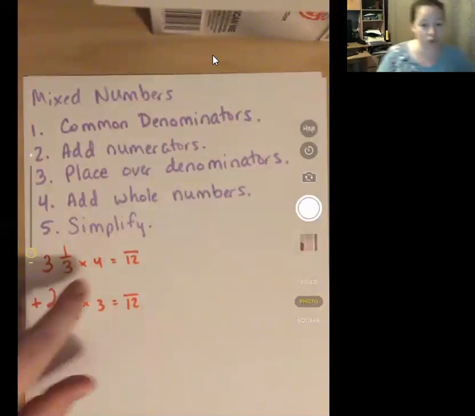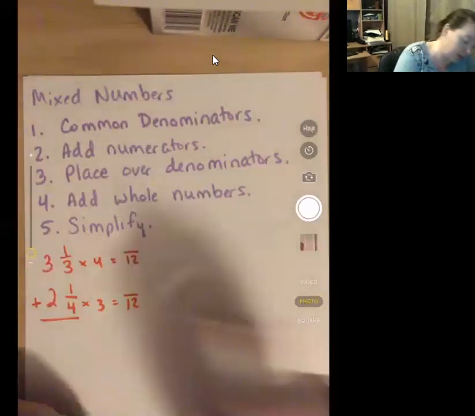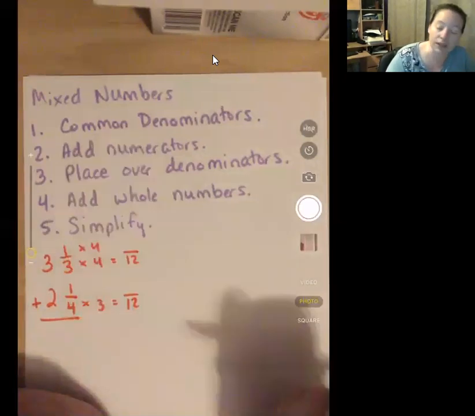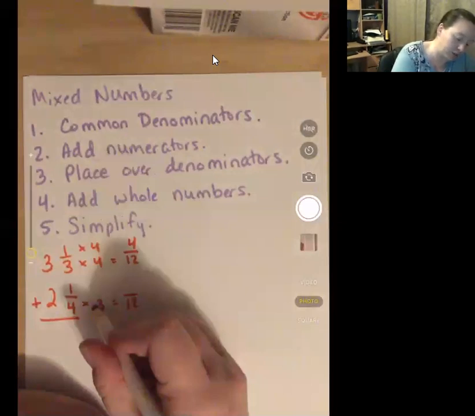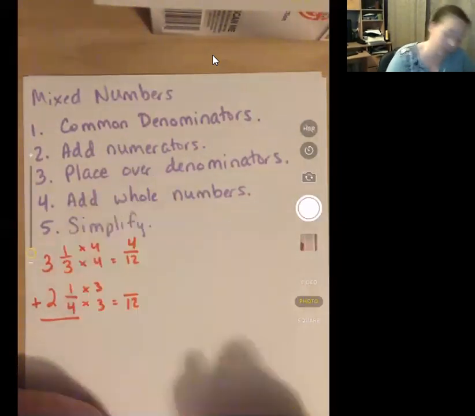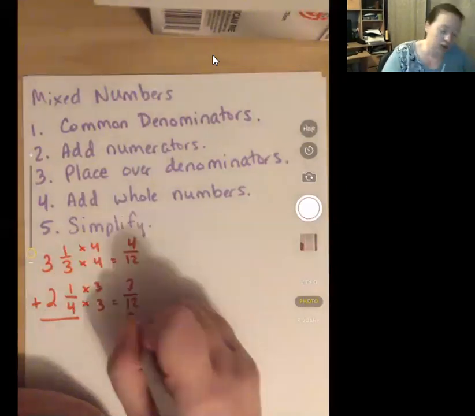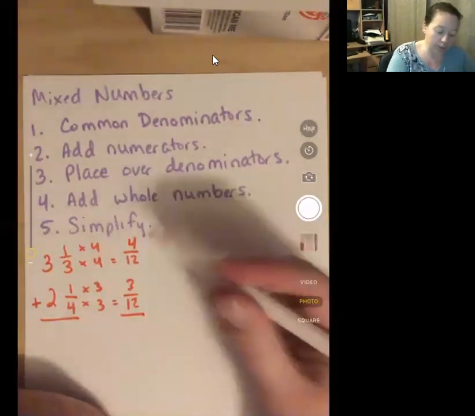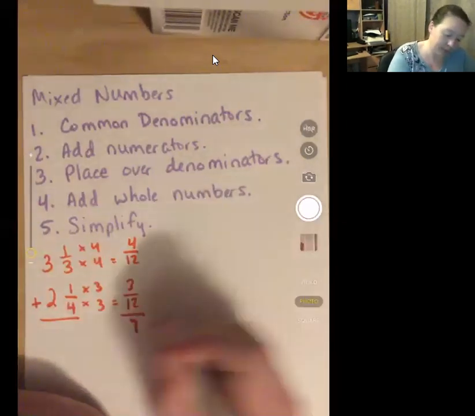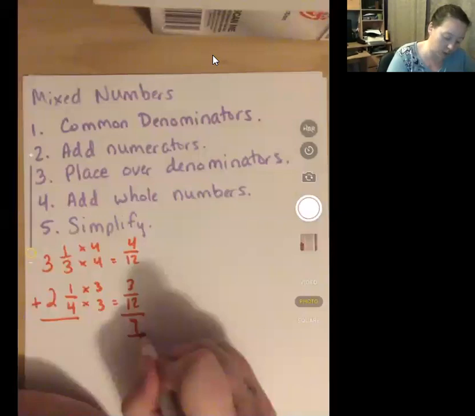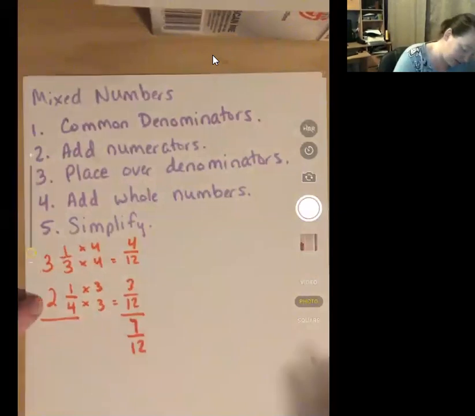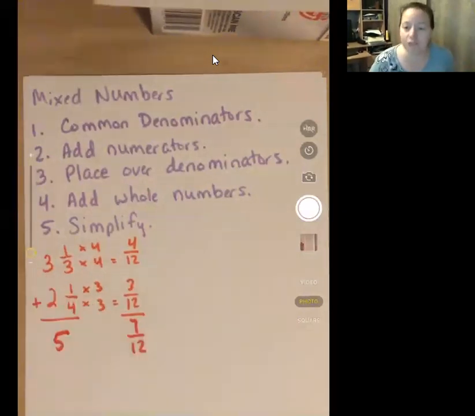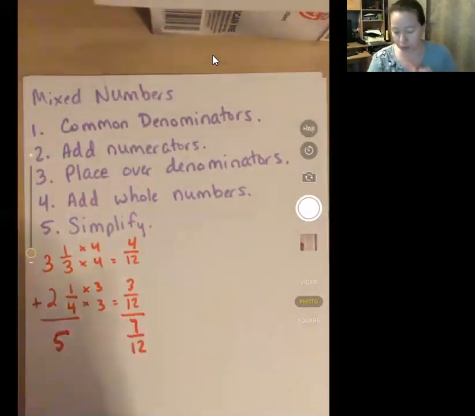Whatever I do to the bottom, I have to do to the top. I multiplied by 4 here, so I need to multiply by 4 here. 1 times 4 is 4. On the bottom, I multiplied by 3 here, so I have to multiply by 3 here. 1 times 3 is 3. Add my numerators. 4 plus 3 is 7. Place over the denominator, which is 12. Add the whole numbers. 3 plus 2 is 5. So I end up with 5 7/12 being the number that we have.